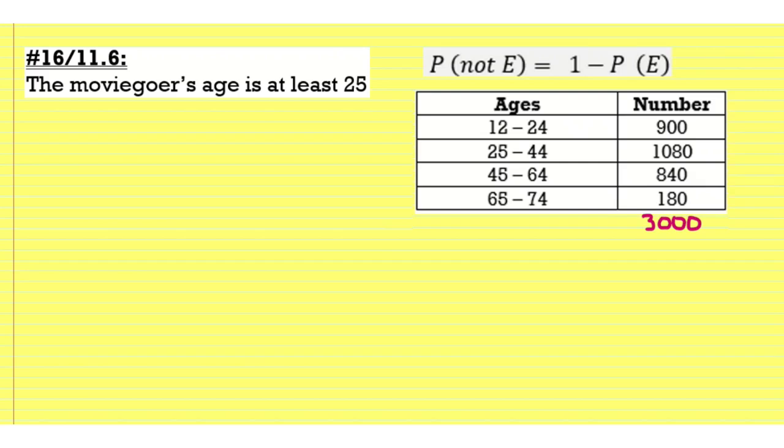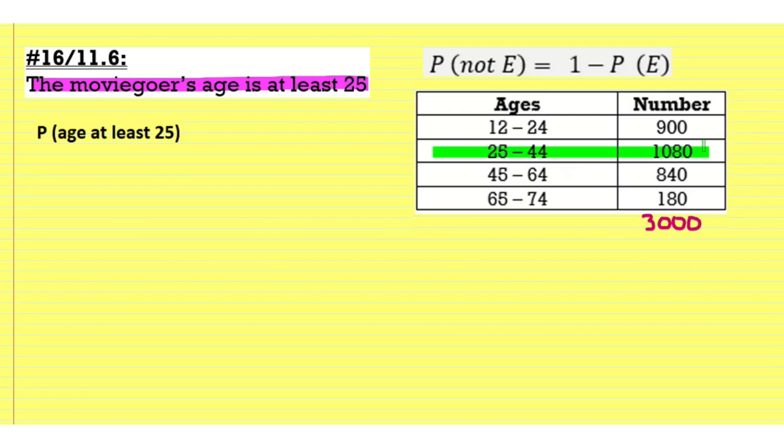Okay, the next problem that we're going to do to demonstrate our complement rule is to find the probability that the moviegoer's age is at least 25. Well, we can write that as the probability is at least 25, but it doesn't sound like our not, the complement. We got an event and we got a not event. So at least 25 doesn't sound like that. However, let's look at our chart. So does the 12 to 24 age group satisfy at least 25? No, it does not. Does 25 to 44 satisfy at least 25? Yes, this satisfies the probability we're looking for, at least 25.